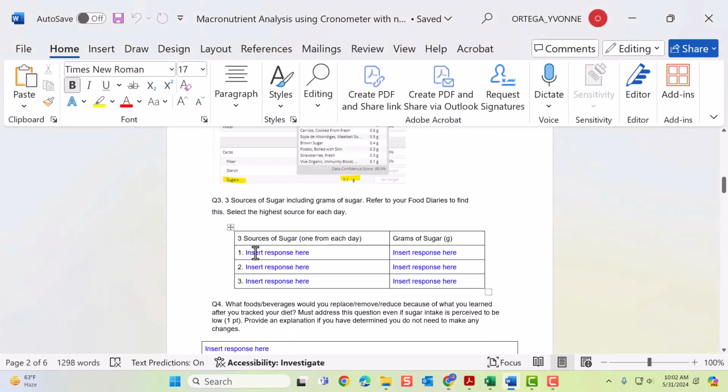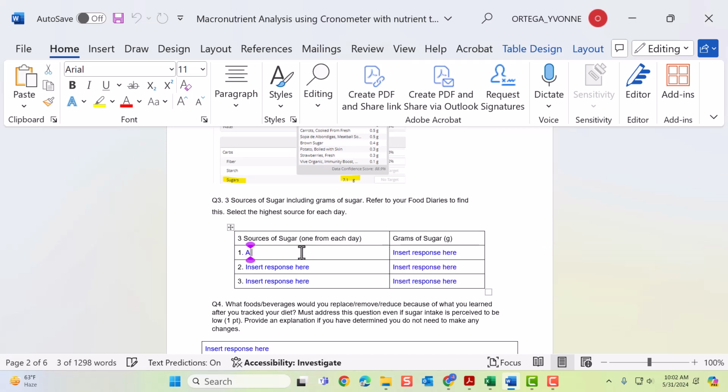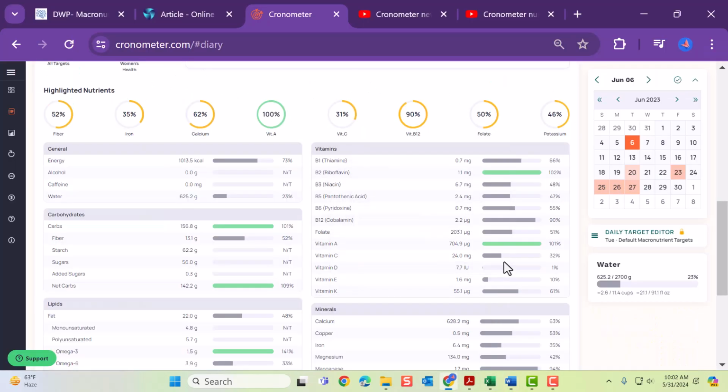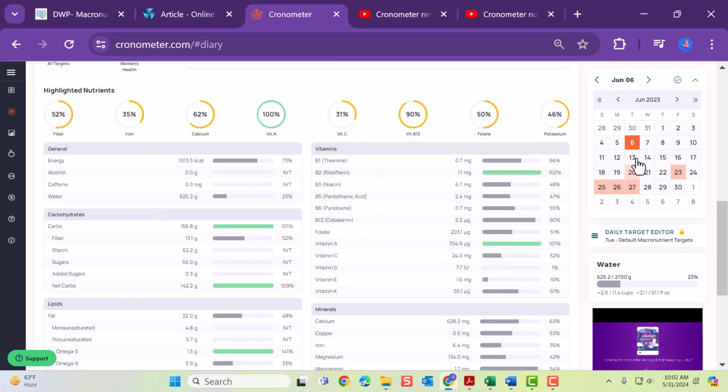Day one, Airheads, and 25 grams. So I'll put that as an example. Airheads, 25 grams. So it's one for each day. Then I would go back to Chronometer and I would check out my day two.